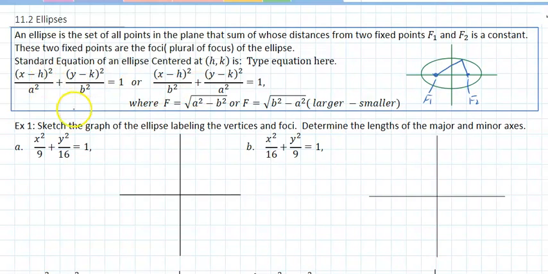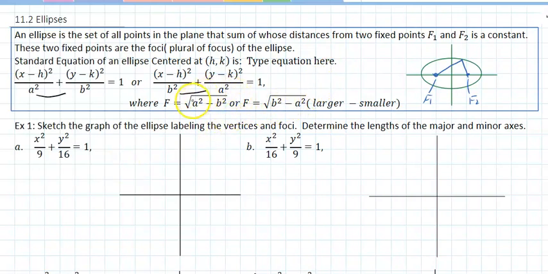Well, to us, the most important part is that if you have x minus h quantity squared over a squared plus y minus k quantity squared over b squared equal 1, or x minus h quantity squared over b squared plus y minus k squared over a squared. So you'll notice I switched those because I don't want you to get the idea that a is always under x and b is always under y. The book does that, we don't do that.